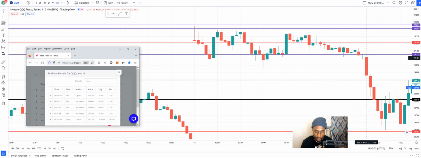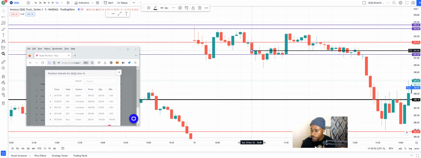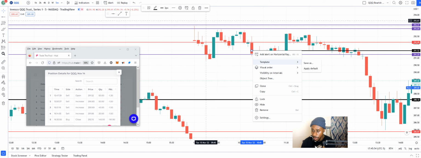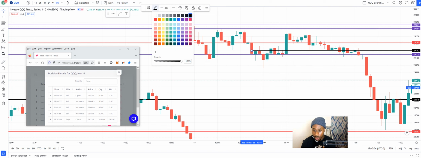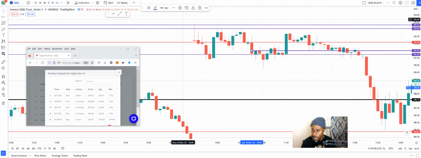But after we check out this trade, at 10:47 I entered a sell position, so I flipped the position now. I look for the 10:45 candle. So at 10:45, I entered a sell position at 29152. Right, so this was our buy position. This was where I entered to buy. That's where I have the purple candle.